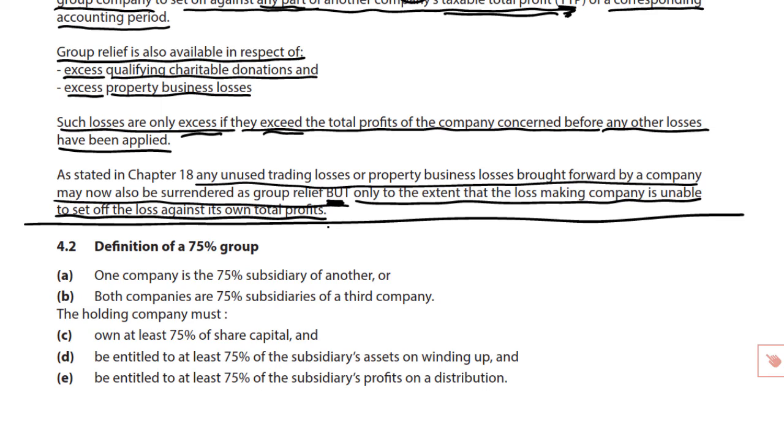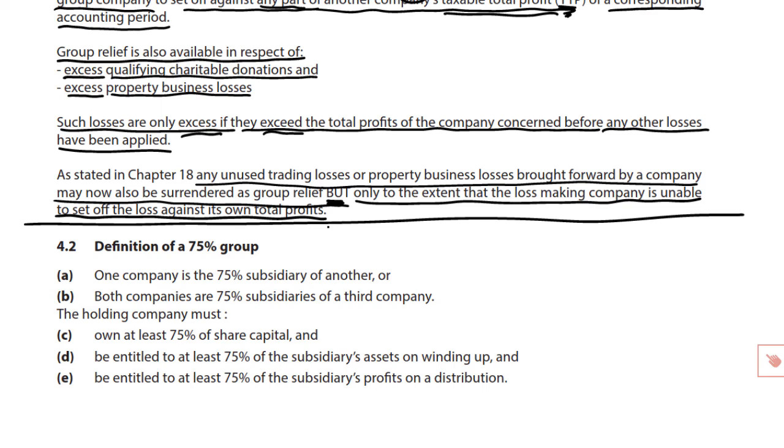So you're deemed to have used firstly any brought forward loss against that company's own total profits. Only if your loss brought forward exceeds that company's own total profits may the excess then be group relieved. And again, it is then your choice. Group relief is optional. You don't have to make it. You can choose to make it if you so desire.